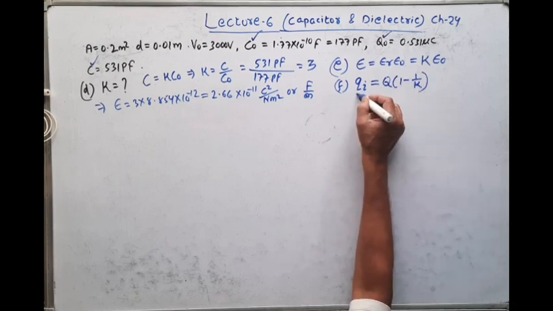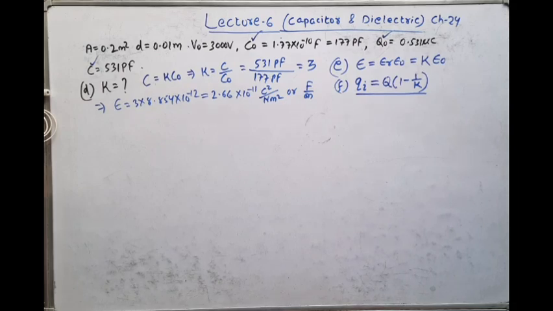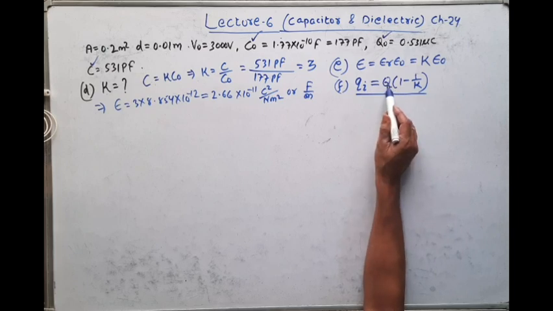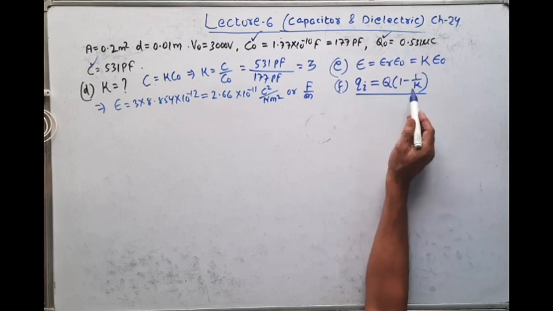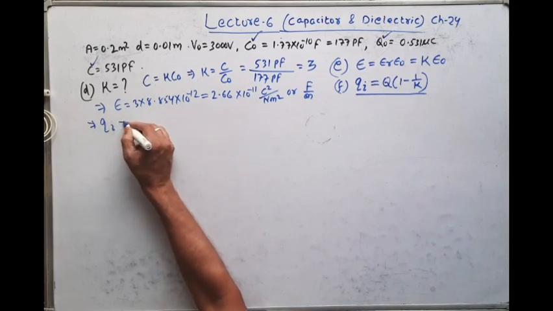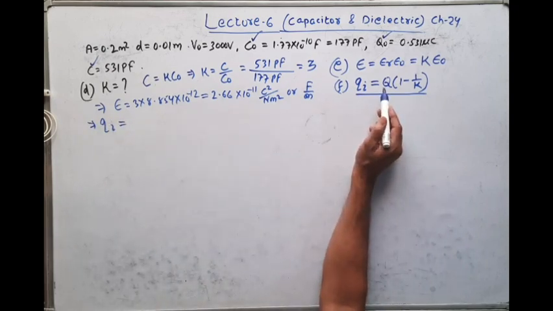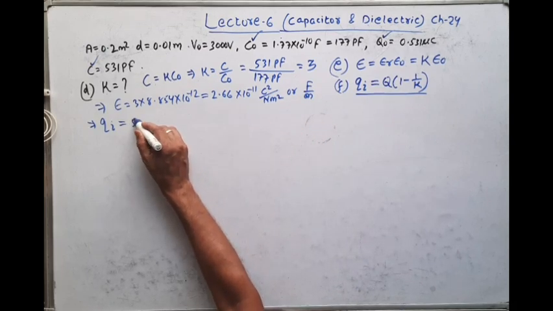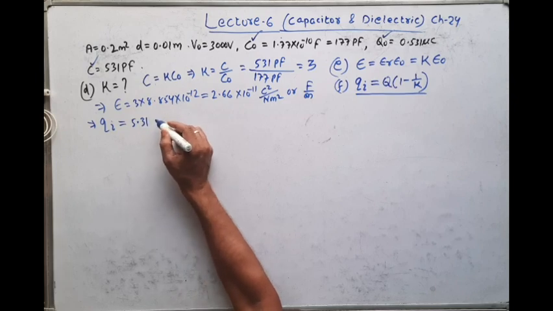This formula I have already discussed in the theory part. Just refer to it. This is the induced charge due to the dielectric, and this is the original charge in the capacitor into 1 minus 1 by K. So Qi is equal to Q. What is our charge? Our charge is 5.31 into 10 to the power minus 7.